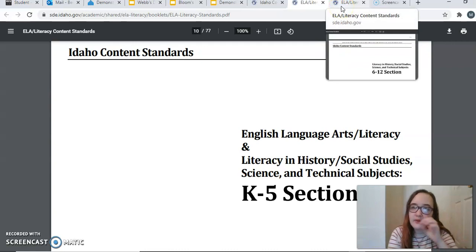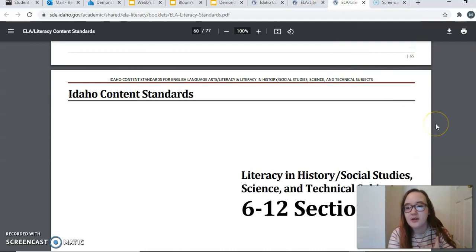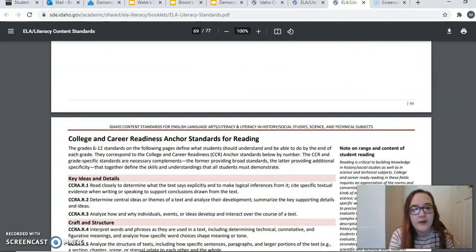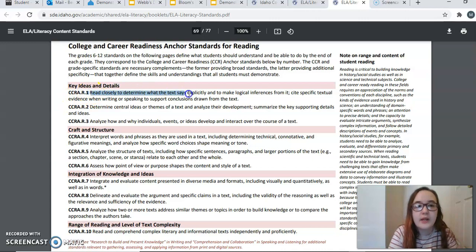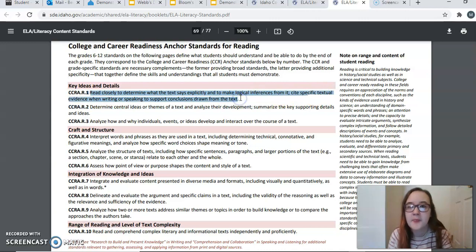So now we're going to look at the grades 6th through 12th literacy content standards, because I am going to be a special education teacher, and more often than not we are going to be helping with English and math. So here we have CCRA.R.1, and it says read closely to determine what the text explicitly says and to make logical inferences from it. Cite specific textual evidence when writing or speaking to support conclusions drawn from the text.